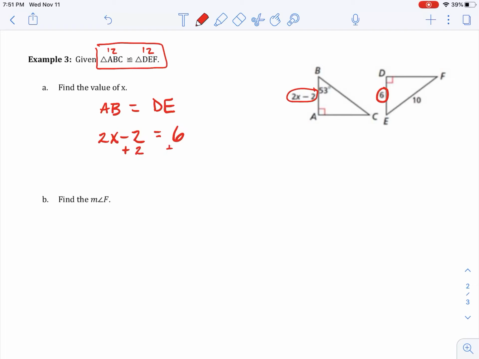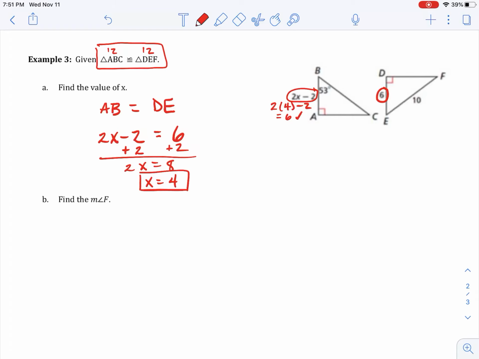So if we solve this equation, we're going to add 2 to both sides. We're going to get 2x equals 8. Then we're going to divide by 2. We'll get x is 4. So think about if you plugged 4 in for 2 times 4 minus 2. You better get 6, right? We said it was supposed to be equal to 6. So that gives you 8 minus 2, which is equal to 6. So it checks out.